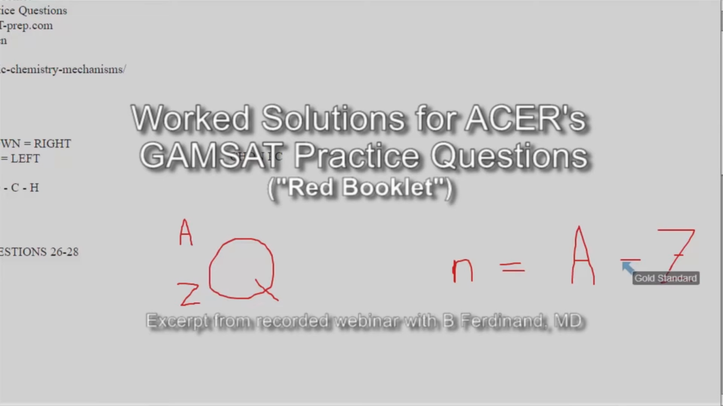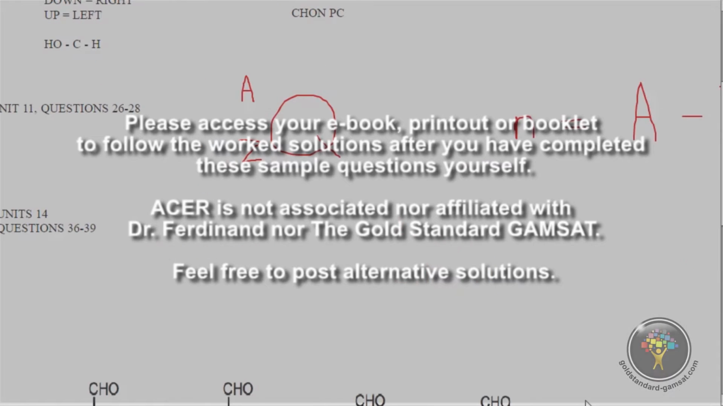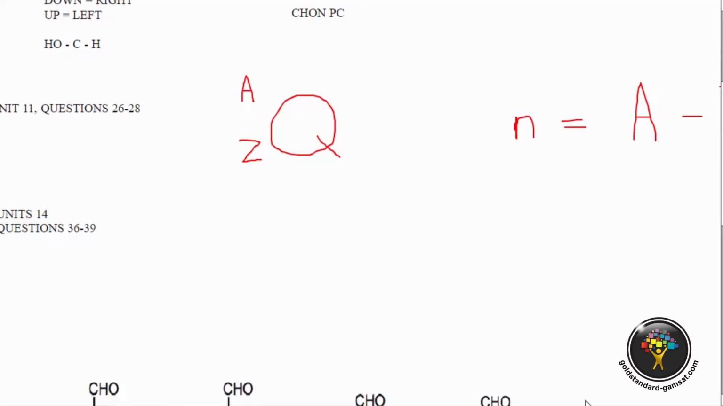Unit 14, 36 to 39. Please take a look. Okay, so let's look at Unit 14, questions 36 to 39.